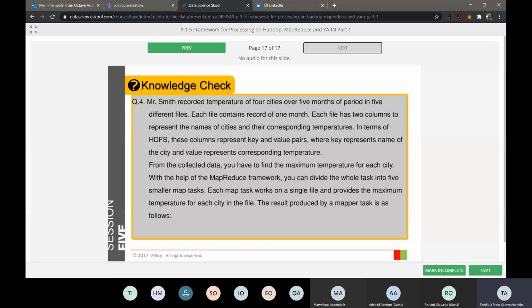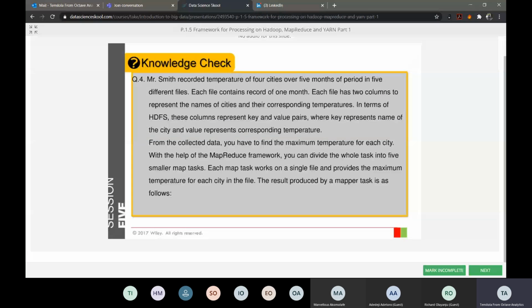With the help of the MapReduce framework, you can divide the whole task into 5 smaller map tasks. Do you get it now, Richard? So we are dividing this major task into 5 smaller map tasks, meaning we have a recording for each month. Since we have 5 months, let's say we are giving it to 5 different map nodes to work on it. Each map task works on a single file.